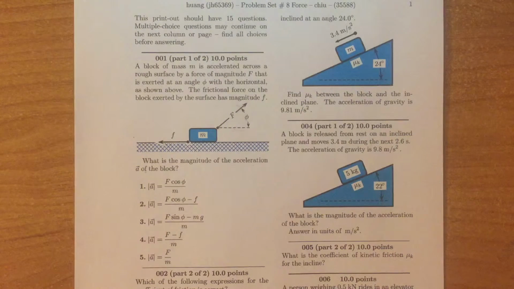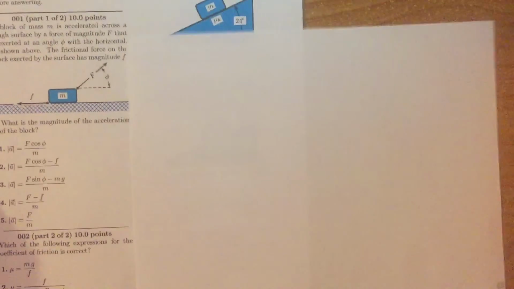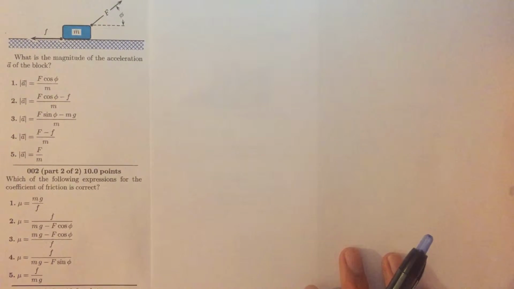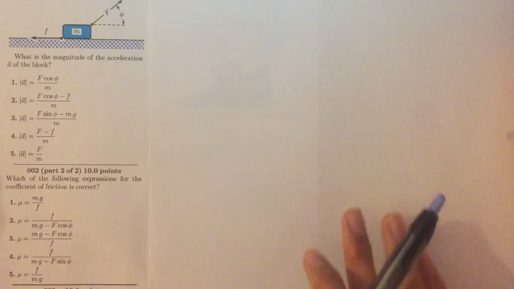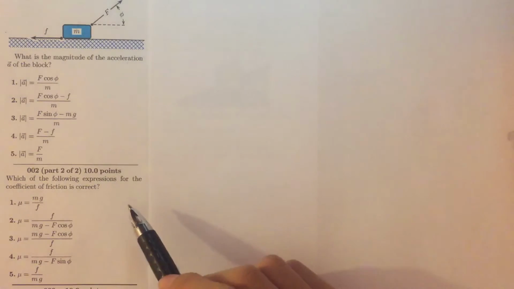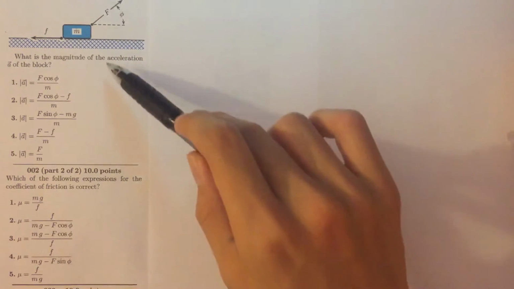Hey guys, right now I will be doing number 2 on problem set number 8 for AP Physics 1. Now, number 2 is asking us to find the coefficient of friction, and we will be referring to the same diagram that is used in problem number 1.